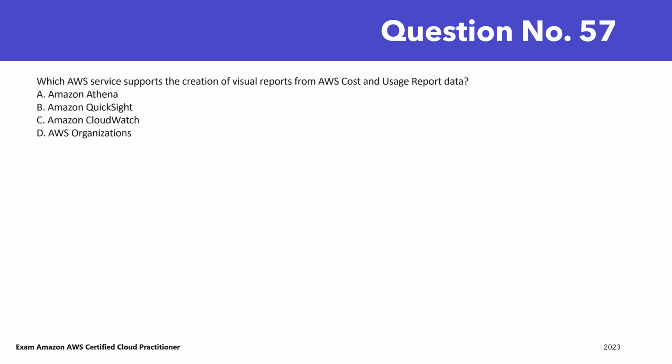Which AWS service supports the creation of visual reports from AWS Cost and Usage Report data? A. Amazon Athena. B. Amazon QuickSight. C. Amazon CloudWatch. D. AWS Organizations. Correct answer, A.